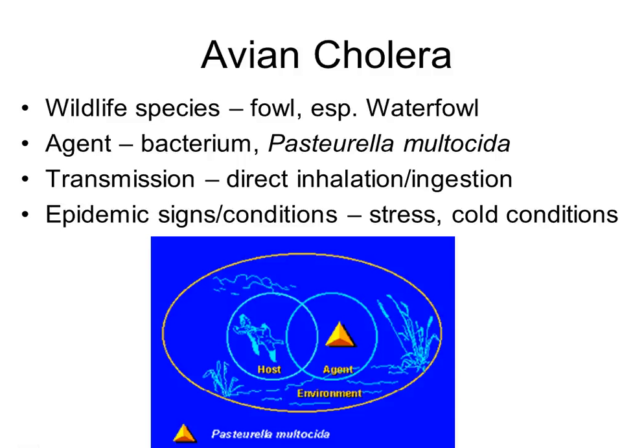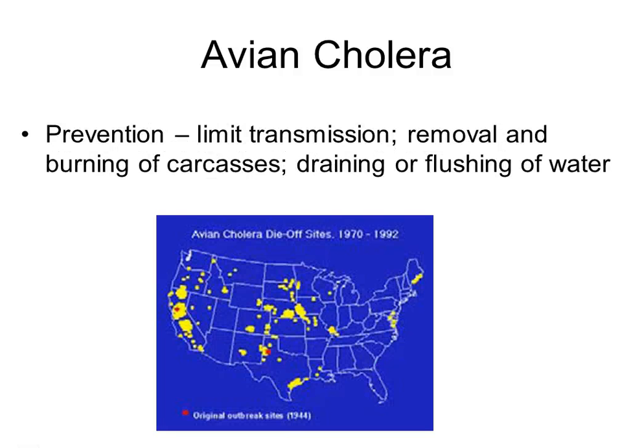Avian cholera is found especially in waterfowl, Pasteurella multocida, transmitted through direct inhalation or ingestion, and the signs and conditions are stress and cold conditions. The prevention is to remove and burn carcasses, flush and drain water, and limit the transmission.